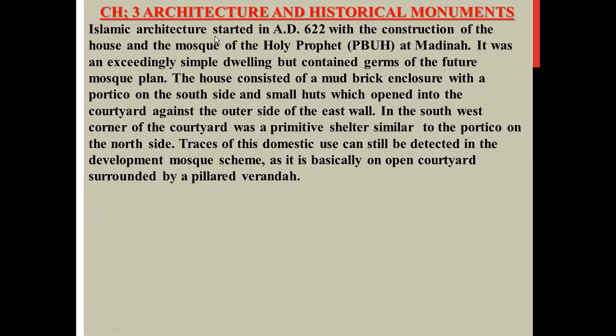Islamic architecture started in AD 622 with the construction of the house and the mosque of the Holy Prophet, peace be upon him, at Medina. It was an exceedingly simple dwelling but contained germs of the future mosque plan. The house consisted of a mud brick enclosure with a portico on the south side and small huts with openings into the courtyard against the outer side of the east wall.